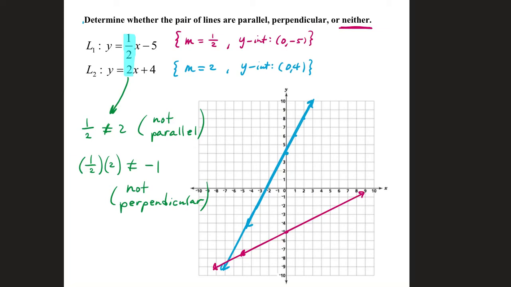Determine whether the pair of lines are parallel, perpendicular, or neither. We have two lines given. The first line is y equals 1 half x minus 5. The second line is y equals 2x plus 4.